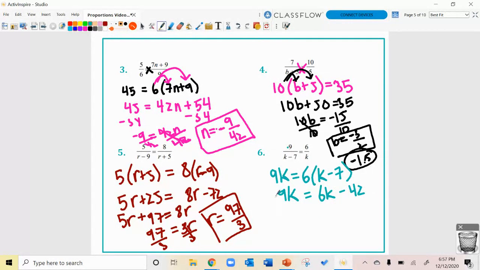I'm going to subtract 6K, and that's going to give me 3K equals, just be careful you don't drop the negative. Divide by 3, and that's going to give me what? What's negative 42 divided by 3? Oh, gives me negative 14. Finally, one that's nice.